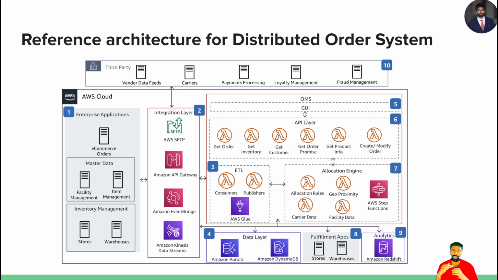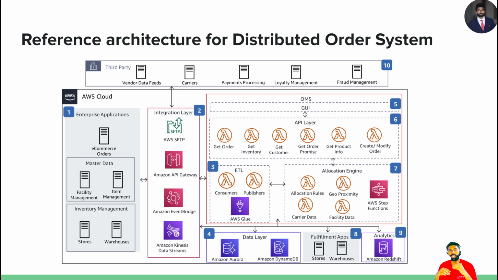This API layer consists of Lambda functions, and the presentation layer of OMS and other applications such as e-commerce, front-end, and customer care invoke these Lambda functions. The allocation engine consists of Lambda functions and AWS Step Functions. These services execute the optimal allocation logic, then publish the e-commerce orders to EventBridge, and identify the appropriate facility to fulfill the order.